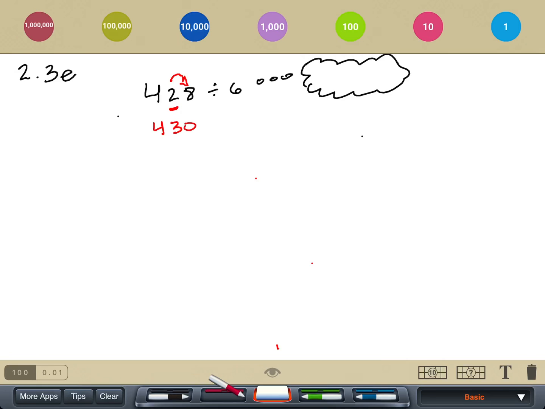And we might give ourselves a little pat on the back and think, that's so great. I know how to round that number. 430 divided by 6. Now what? Because that doesn't actually really help us too much in thinking about what the answer would be. This is the difference between estimating and rounding.